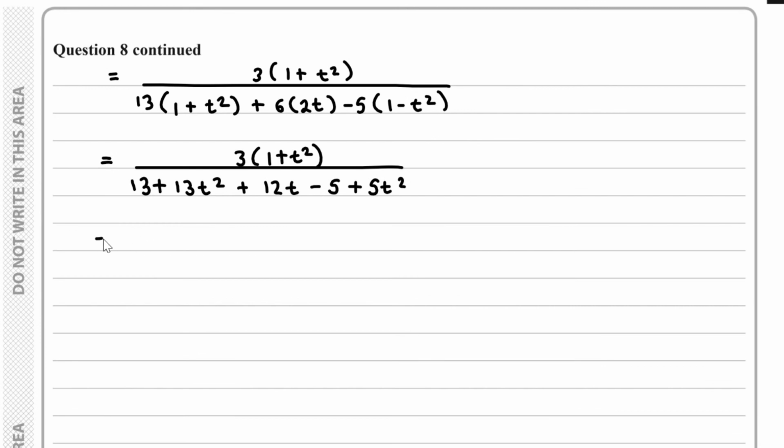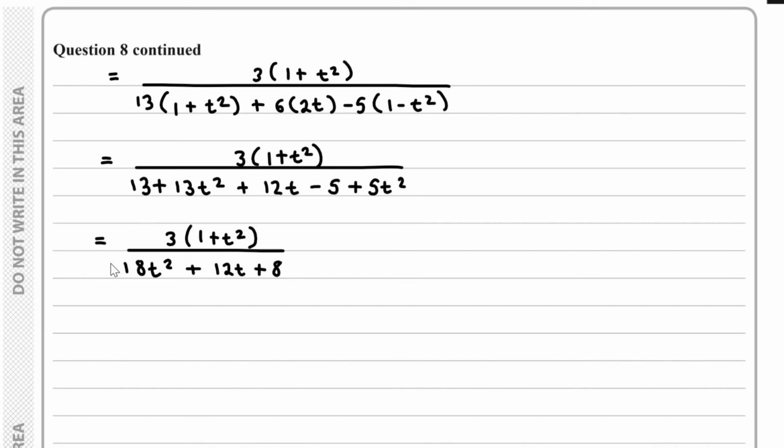So if we continue to tidy all of this up, on the bottom we'd have 13t squared plus 5t squared, that will be 18t squared, and then we've got the 12t, and then we have 13 minus 5, which is positive 8. And then here on the top we have 3 lots of 1 plus t squared.